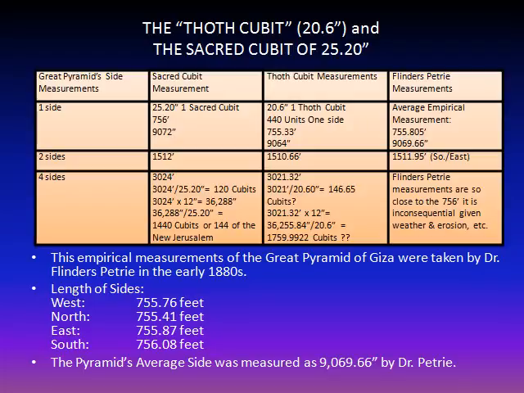Now, the average empirical measurement that Flinders Petrie gave to the pyramid was 755.805 feet, averaging all four sides together. This gave him an average of 9,069.66 inches on a given side of the pyramid. Now, by measuring two sides of the Great Pyramid of Giza, we come to 1512 linear feet, which is the number in Gematria of the word apocalypsis, a very significant number.